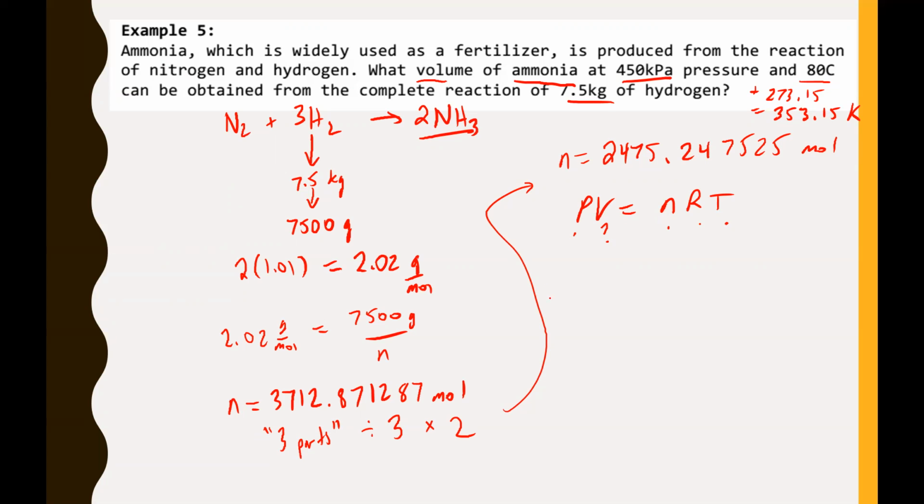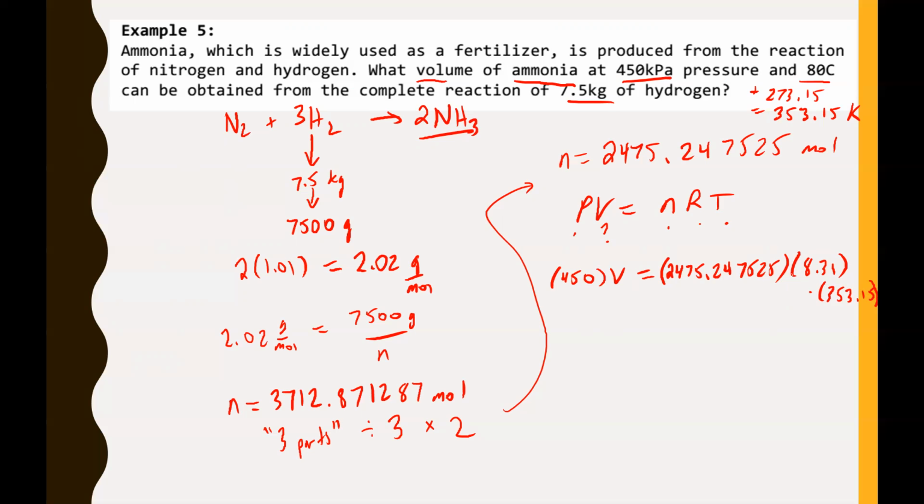Long story short, here we go. Pressure is 450. Volume is what we're looking for, so I'll leave it as V. N, 2,475.247525. Good enough for me. R is always 8.31. Temperature is 353.15. Yep, there we go.